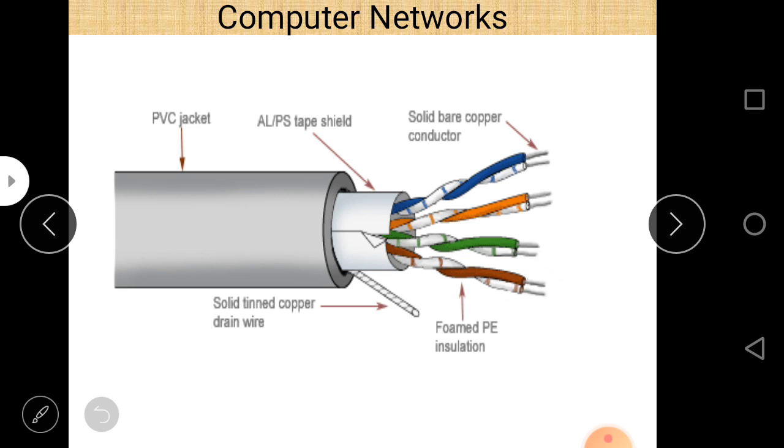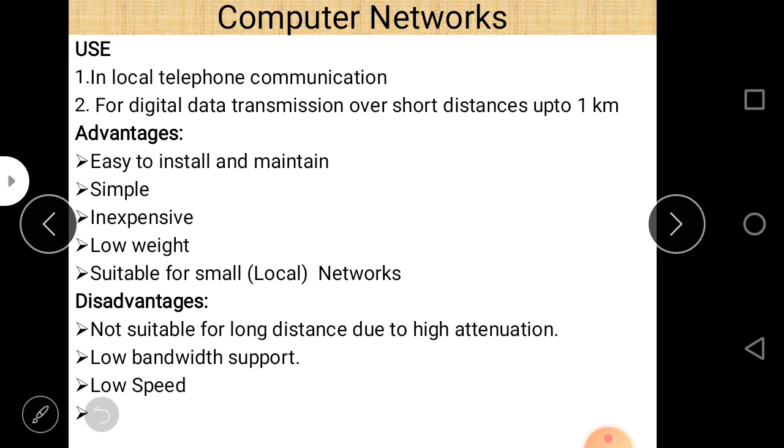This is a diagram of STP. You can easily see the PVC jacket here, copper lines here, and shield here. Now its use: it is used in local telephone communication, and it is used for data transmission over short distances up to 1 kilometer. So up to 1 kilometer it is very useful.